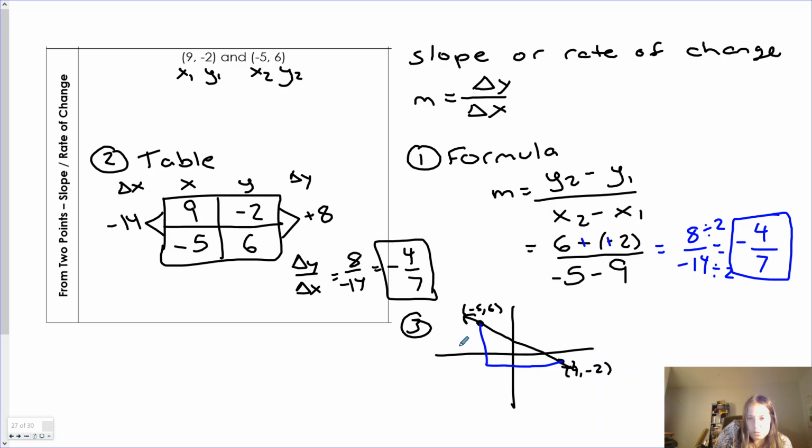6, -2. Okay, so that's 8. And then -5 to 9, that's 14. And then we know something is negative because this line is decreasing. -8, we went down. So we have -8 divided by 14, which once again simplifies to -4/7. Whether the negative is in the numerator or denominator, as long as only one of them is negative, the fraction is negative. But as long as you can do any of these methods with 2 points, you can find slope.